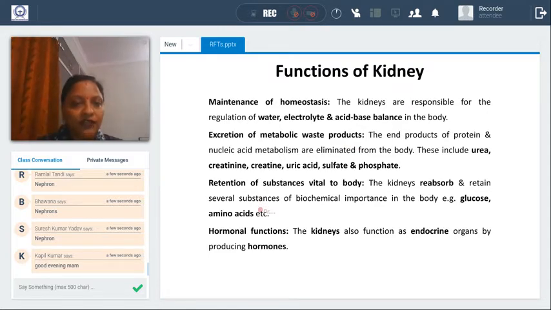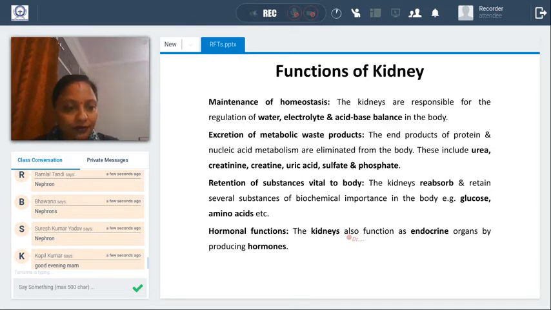Next important function is retention of substances vital to body. The kidney reabsorbs and retains several substances of biochemical importance in our body, like glucose for instant energy and amino acids as building material. You all know. Next important function is hormonal. The kidneys also function as endocrine organs by producing hormones. So, name any two endocrine organs. Please write in the box, name any two endocrine glands which produce hormones.